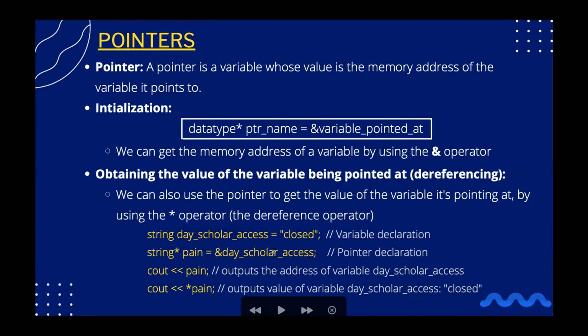If we want to know what value is inside day scholar access, which is closed, we could do that through our pointer using the asterisk. So asterisk variable name is going to give us closed. The output will be closed. Because pane is pointing towards the variable day scholar access, when we use the asterisk beside the pointer name, it's going to give us the value of day scholar access.